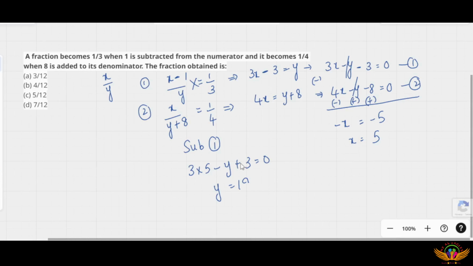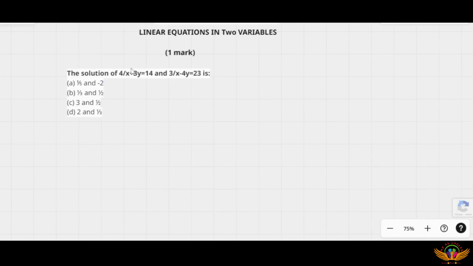Okay, done. So this is also minus 3. So yes, 15 minus 3 is 12. So y is equal to 12. So the fraction is 5 by 12. Option C is the answer. Let us move to the next question.